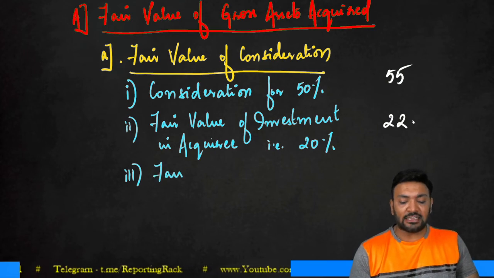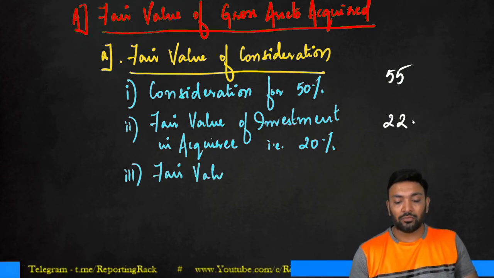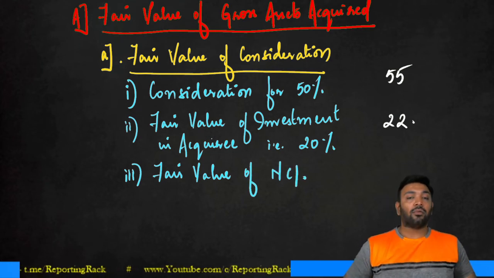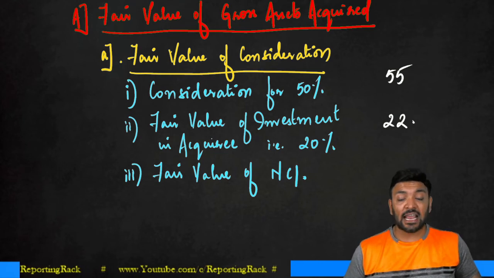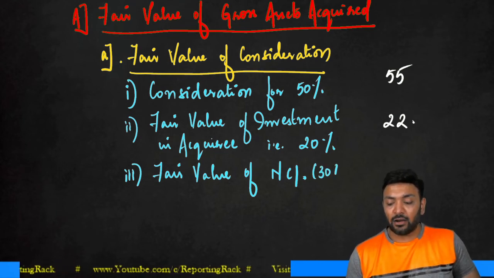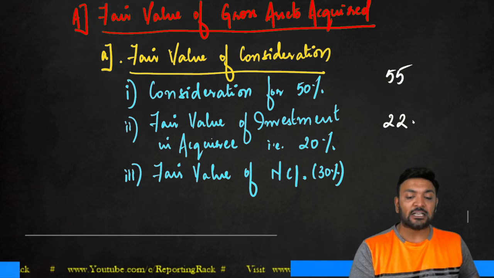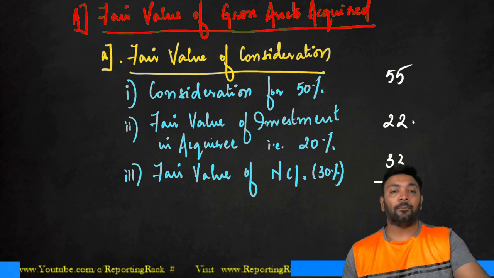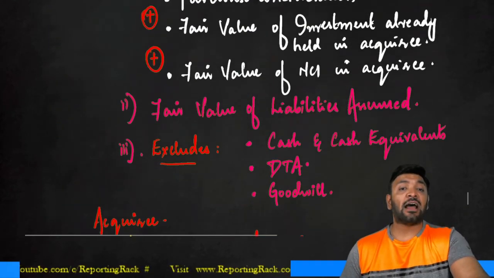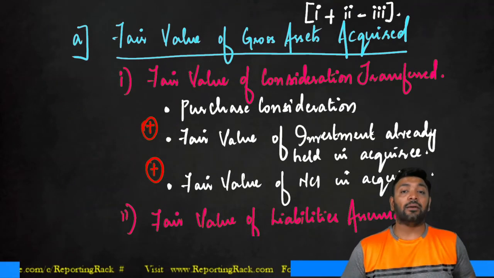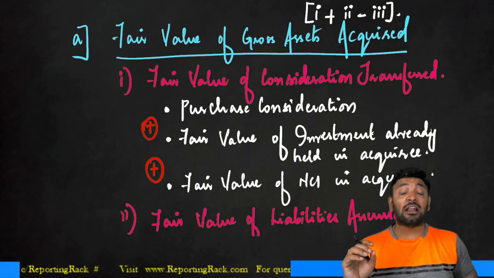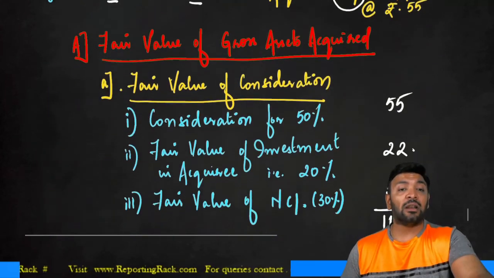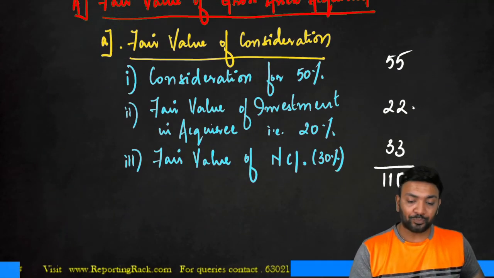Part 3. Fair value of NCI. What is your fair value of NCI? NCI here is 30%. If 20% is 22, 50% is 55, then NCI is 33. Total being 110. This is the fair value of gross assets acquired. Correct? Now that is fair value of consideration transferred. Now what do we do? Add fair value of liabilities assumed. Part B.